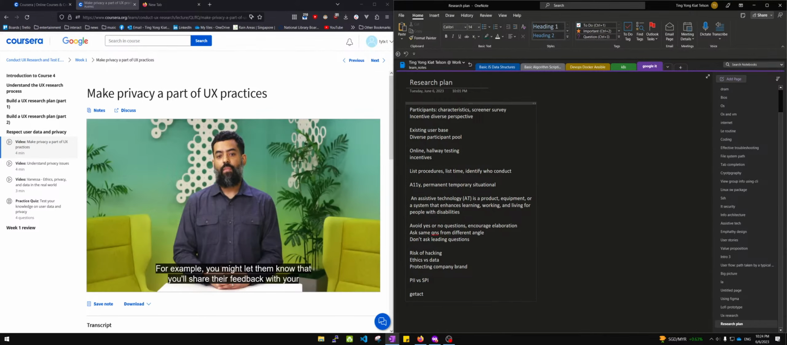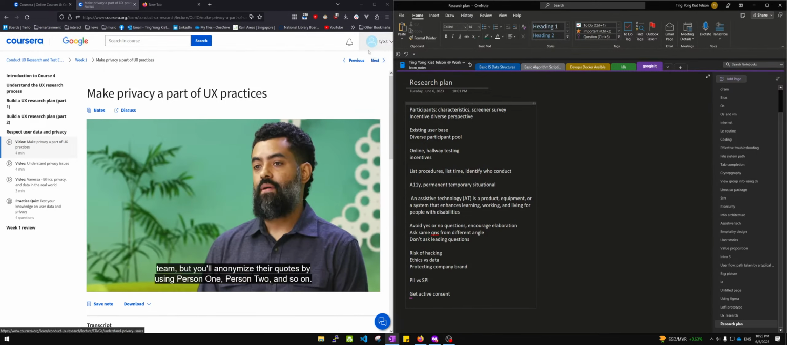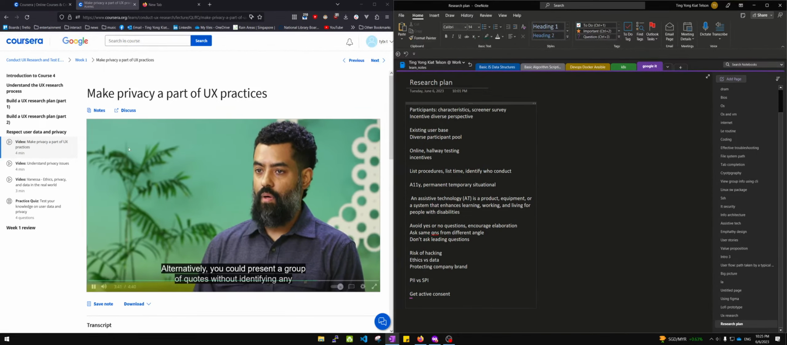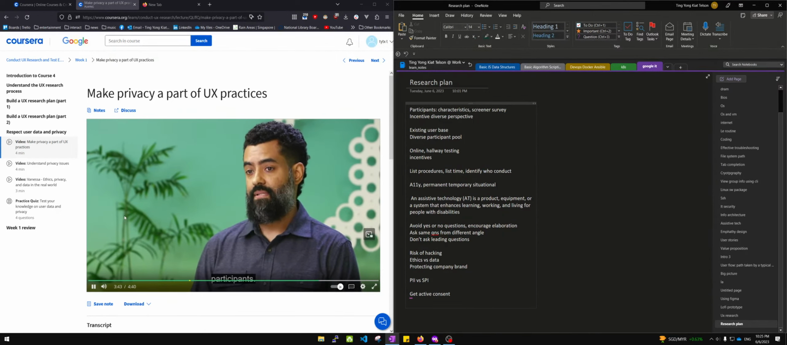For example, you might let them know that you'll share their feedback with your team, but you'll anonymize their quotes by using person 1, person 2, and so on. Alternatively, you could present a group of quotes without identifying any participants.